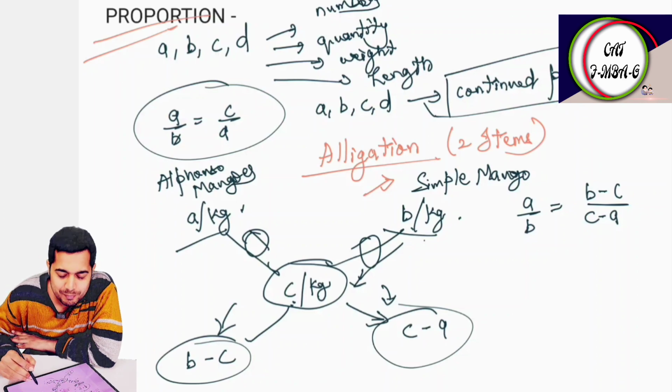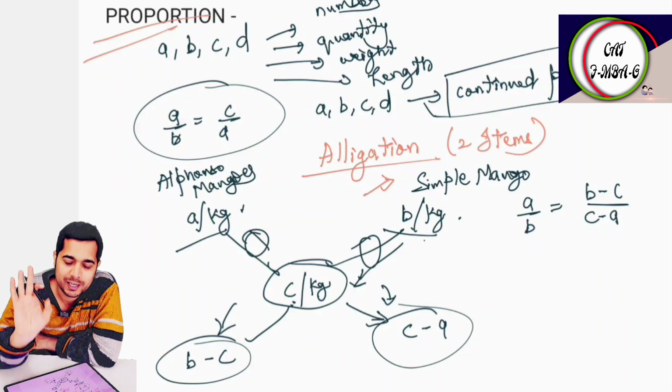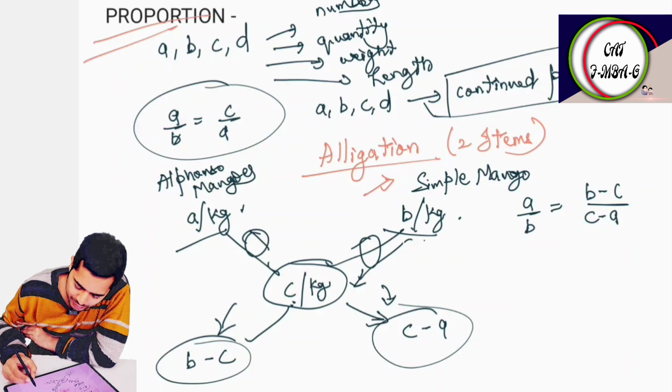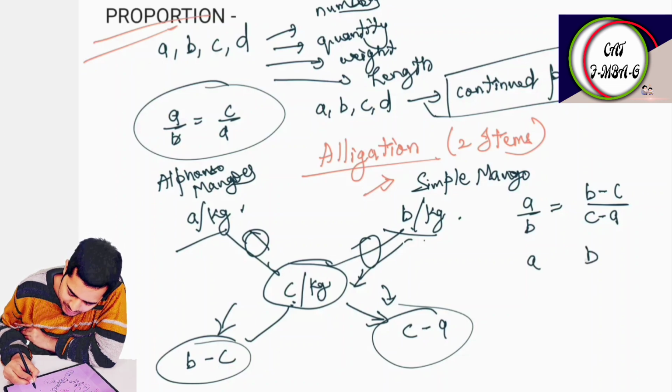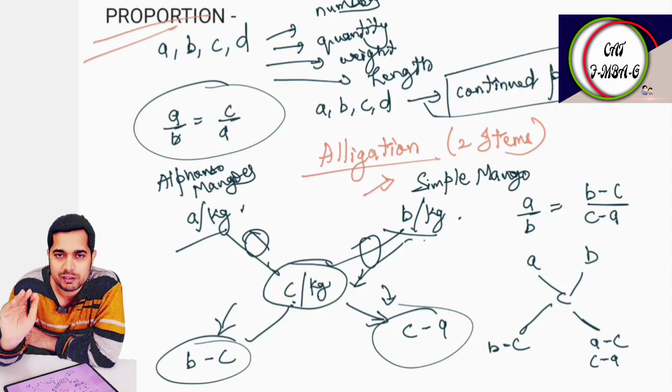And if your ratio is coming negative, just remember this proportion is not going to be negative. Ignore the negative sign. You don't have to remember whom to minus whom. Just remember in the alligation method A, B, C, you have to mix them like this: B minus C and A minus C, or C minus A. Just remember that. Ignore the negative sign.